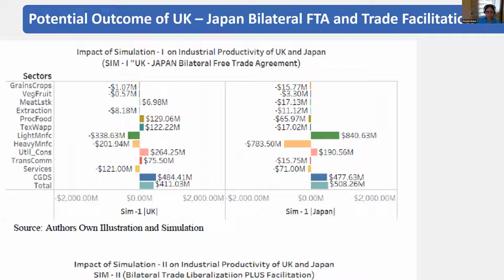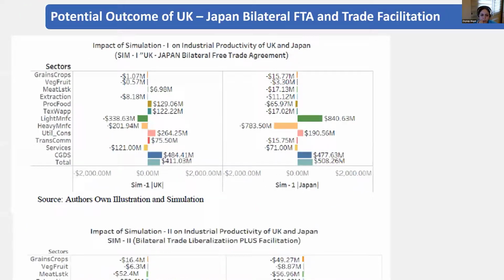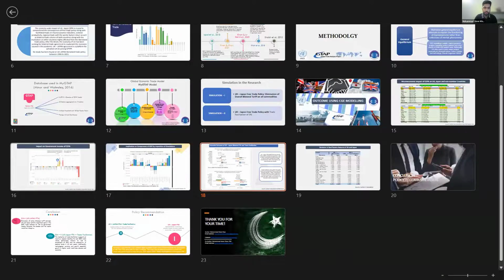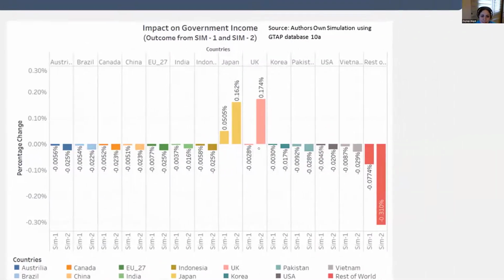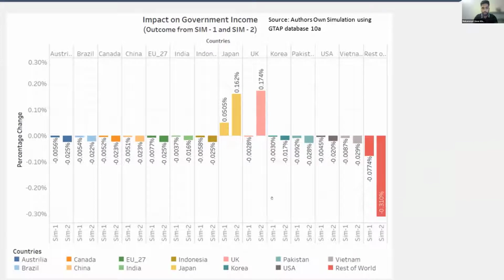Okay. And the government revenue is increasing. Did I see that right? Let me show you. In this case, if you can see my cursor, this is the data of simulation 1 and 2 for Japan. And then after Japan, we have UK. And at the end, we have rest of world.